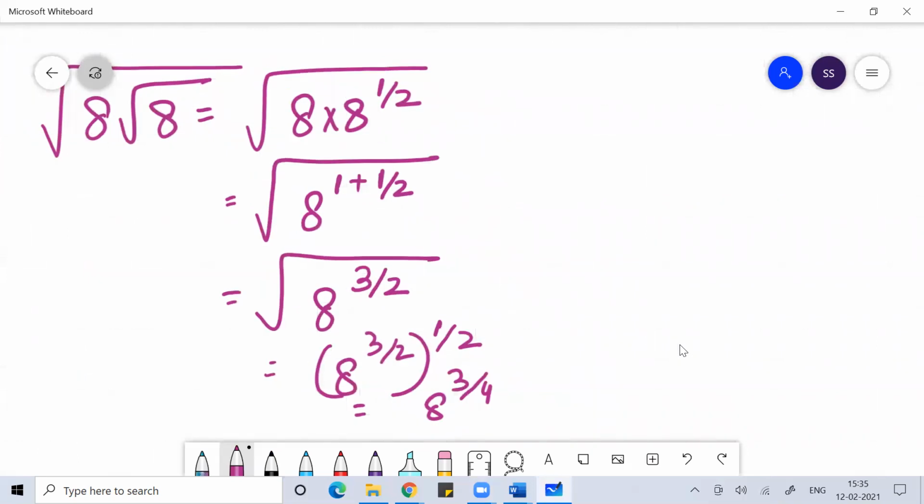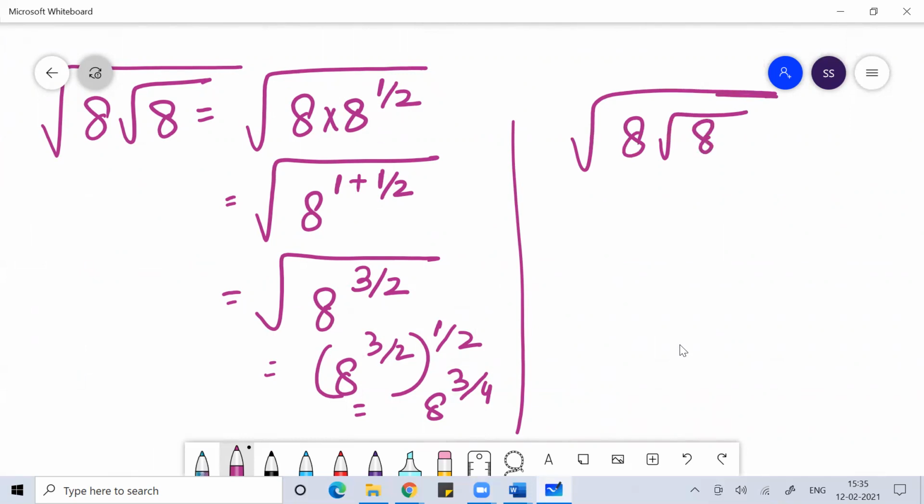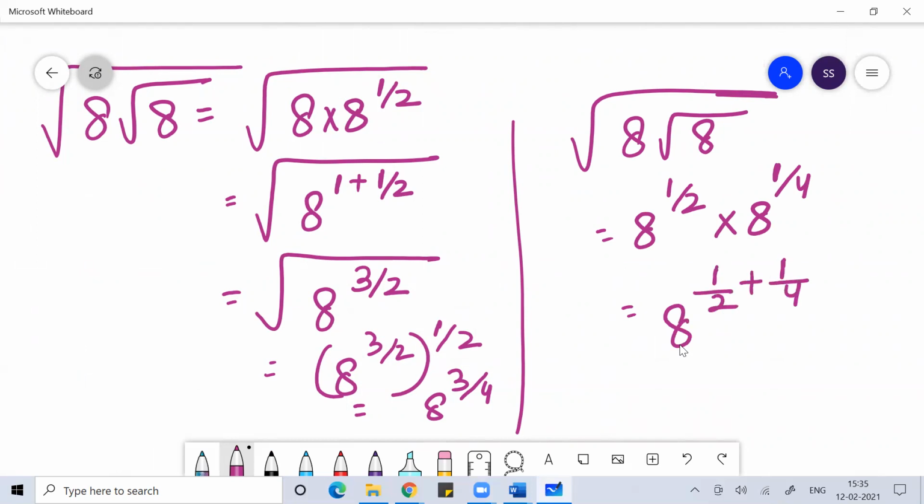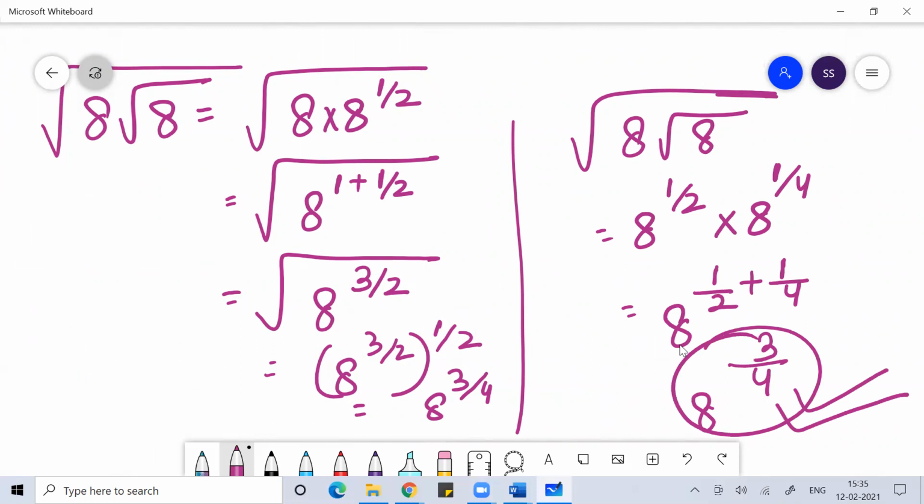The other way to do this is like root of 8, then under root of 8. You can write this as a to the power 1 by 2 into a to the power 1 by 4, because under the square root there's one more square root. It becomes a to the power 1 by 2 plus 1 by 4. Here if you take LCM, 4 is the LCM. So you will get a to the power 3 by 4. Is this clear, everyone?